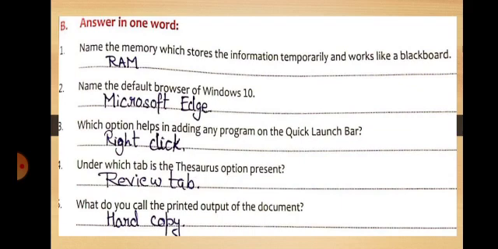Now, fourth one, under which tab is the thesaurus option present? The thesaurus option is present under the review tab. What do you call the printed output of the document? The printed output of the document is called hard copy. So the answers are RAM, Microsoft Edge, right click, review tab, hard copy.